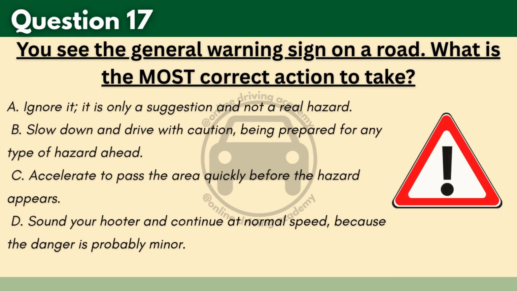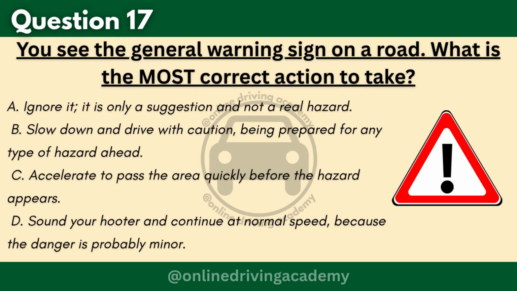You see the general warning sign on a road. What is the most correct action to take? Is it option A, ignore it, it is only a suggestion and not a real hazard? Is it option B, slow down and drive with caution, being prepared for any type of hazard ahead? Is it option C, accelerate to pass the area quickly before the hazard appears? Or is it option D, sound your hooter and continue at a normal speed because the danger is probably minor?